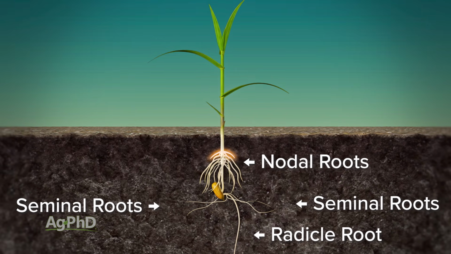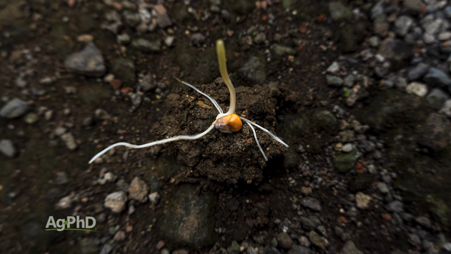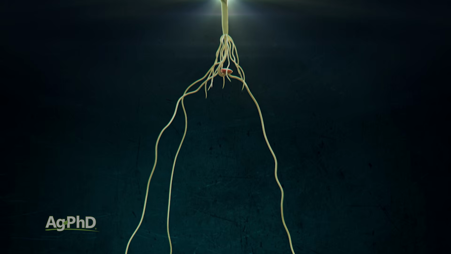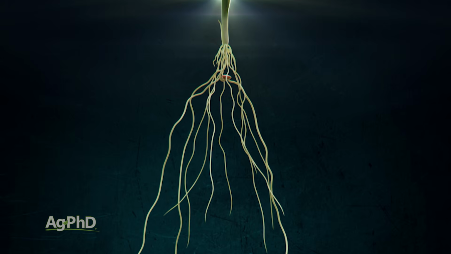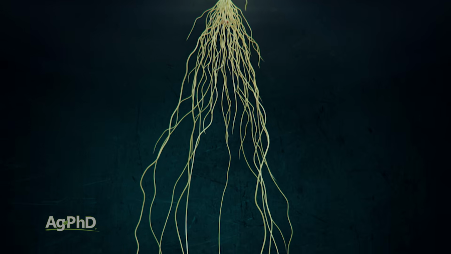With the seminal roots, there's going to be several of them. They're going to branch out in the ground. As Brian said, their purpose is only for just a few leaf stages. Once those nodal roots come out above the seed, as you kind of hinted at before, those roots are going to take over and they're going to be the primary source of water and nutrients for the plant.